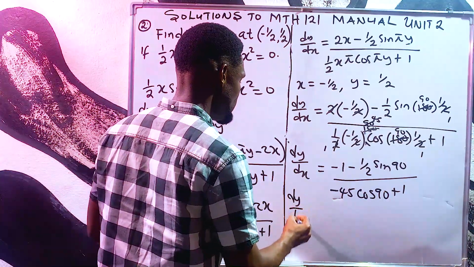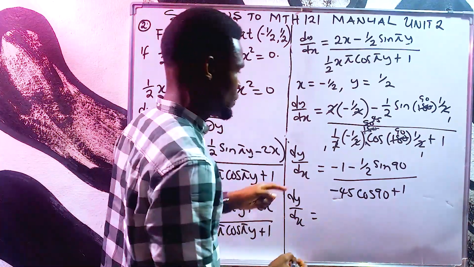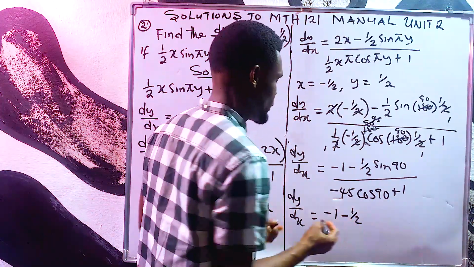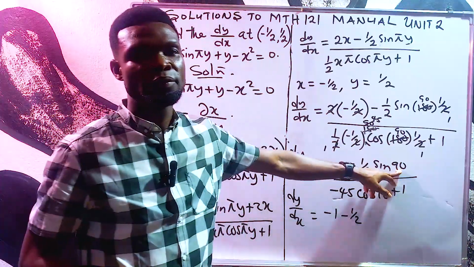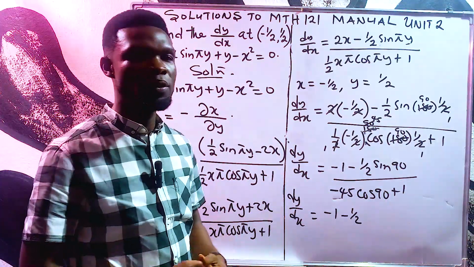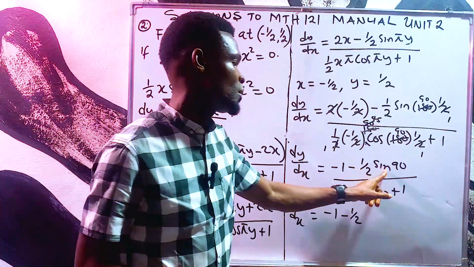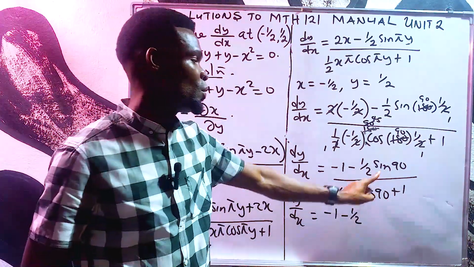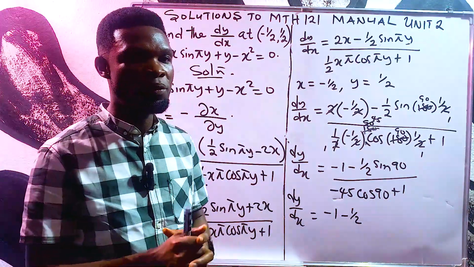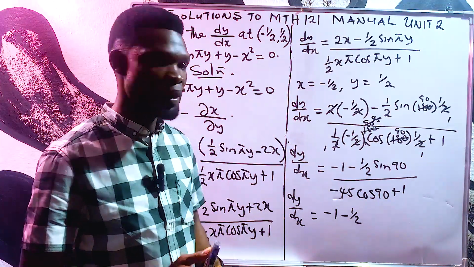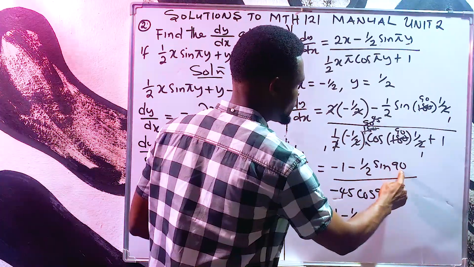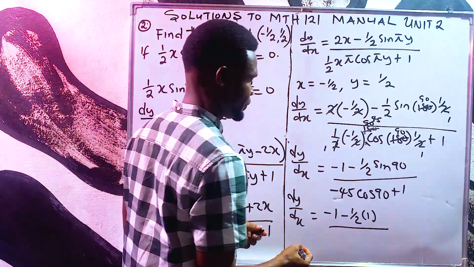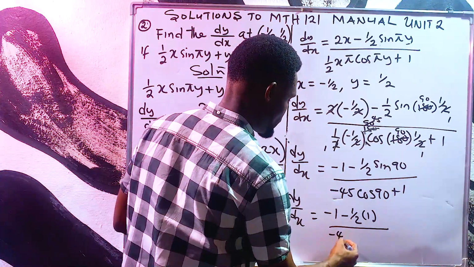So that means that dy dx is equals to minus 1 minus half. What is sine 90? Now, if you have studied trigonometry before now, from the graph of sine function, you know that sine 90 will definitely give you 1. So sine 90 is 1. So that is times 1 all over minus 45.